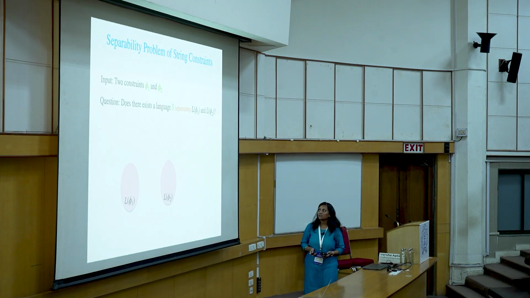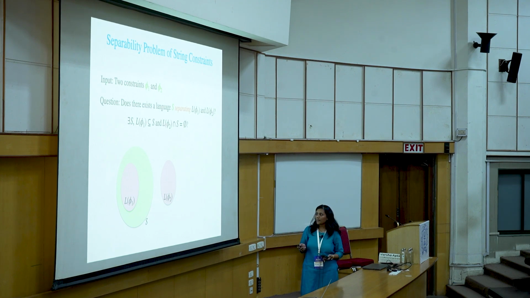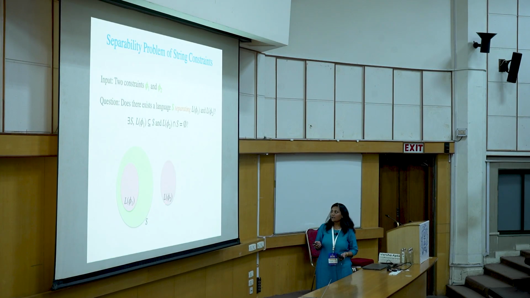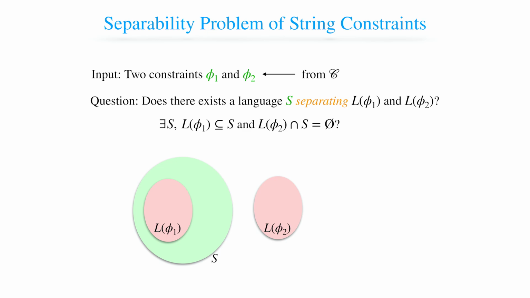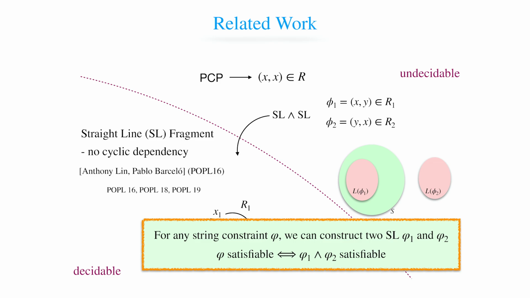Given two constraints, phi1 and phi2, it asks: does there exist some separating language which separates L phi1 and L phi2? What it means is that there exists a set, a superset of L phi1, which is disjoint from L phi2. If such a separator exists, then we are sure that the conjunction of phi1 and phi2 is unsatisfiable. That is, there is no satisfying assignment for phi1 and phi2. Formally, if phi1 and phi2 come from class C and the separator comes from class S, it is called S separability of class C.